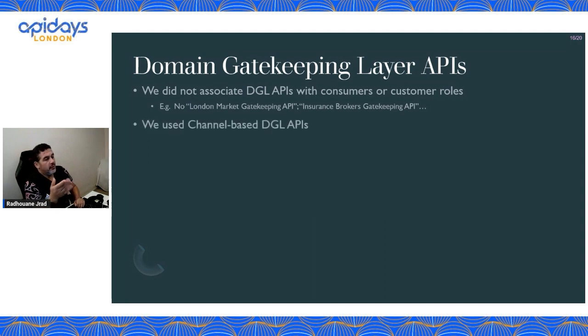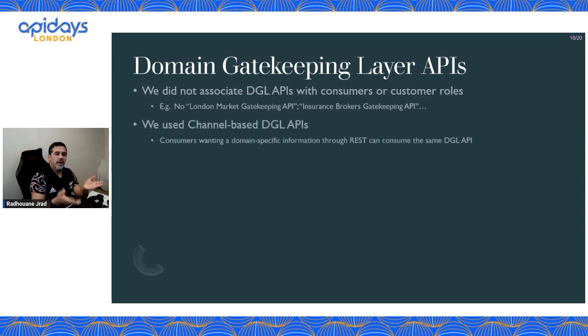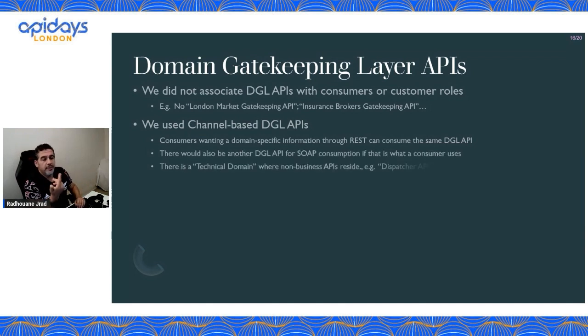Right, so in this case here, we use channel-based. So, you know, if you're RESTful, you're going to have a gatekeeping API, you go through it. If you're SOAP-based, you're going to have another API. How many channels do you really have usually? One, and then SOAP, you know, probably two, okay, at max, okay? So this is very good because we know how many APIs we need.